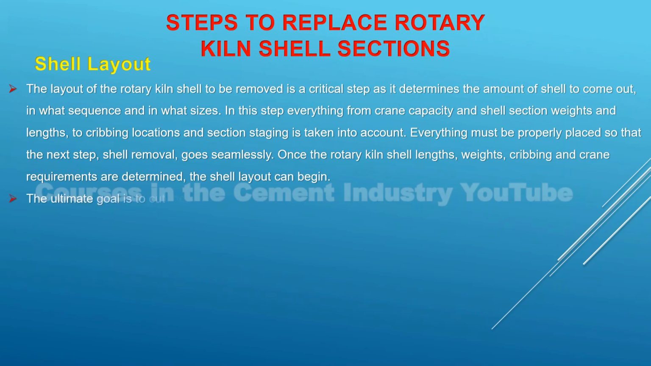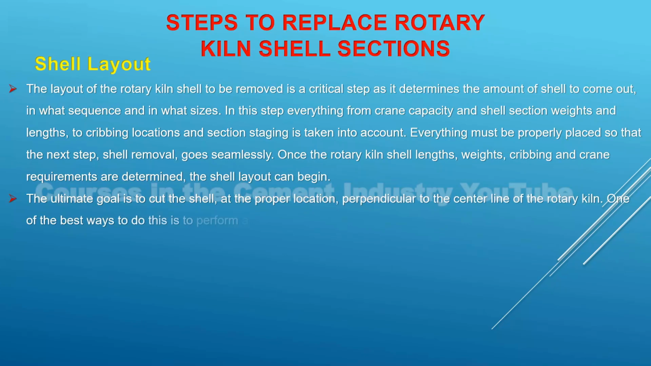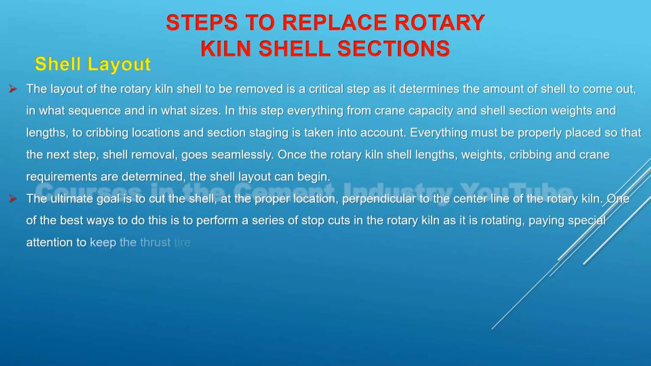Once the rotary kiln shell lengths, weights, cribbing, and crane requirements are determined, the shell layout can begin. The ultimate goal is to cut the shell at the proper location, perpendicular to the center line of the rotary kiln. One of the best ways to do this is to perform a series of stop cuts in the rotary kiln as it is rotating, paying special attention to keep the thrust tire against the thrust roller, and also against the same set of tire retainers.